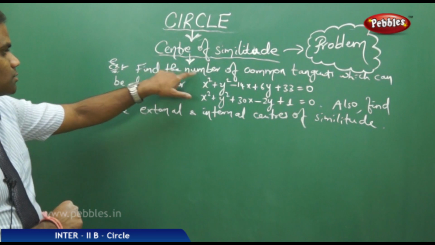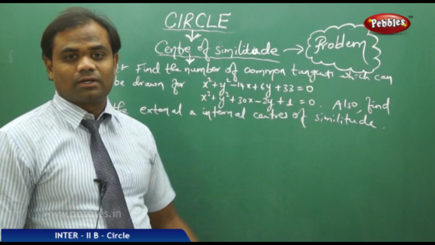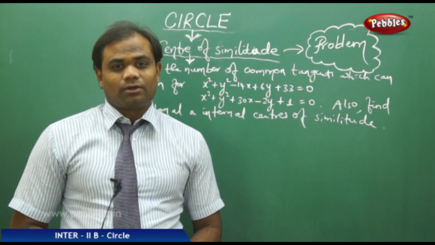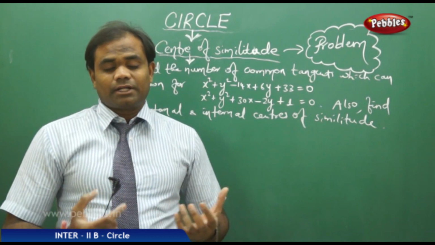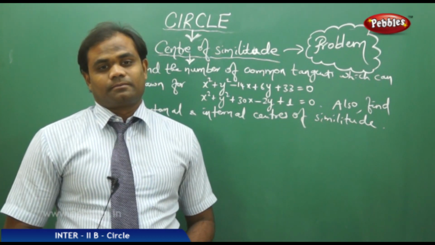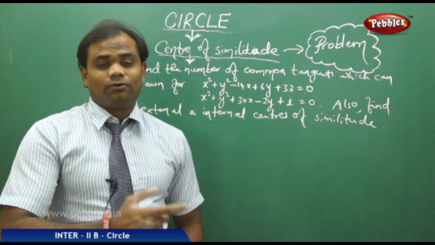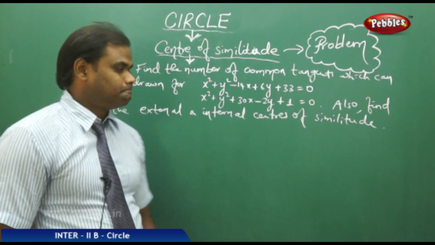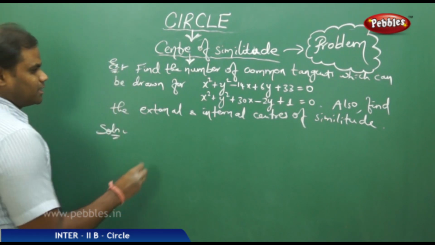the question is to find the number of common tangents which can be drawn for these 2 circles, and we know that the number of tangents depends on the relative positions of the 2 circles, whether they are intersecting, touching or disjoint. So let's see the relative position of these 2 circles before we find the internal and external centers of similitude.